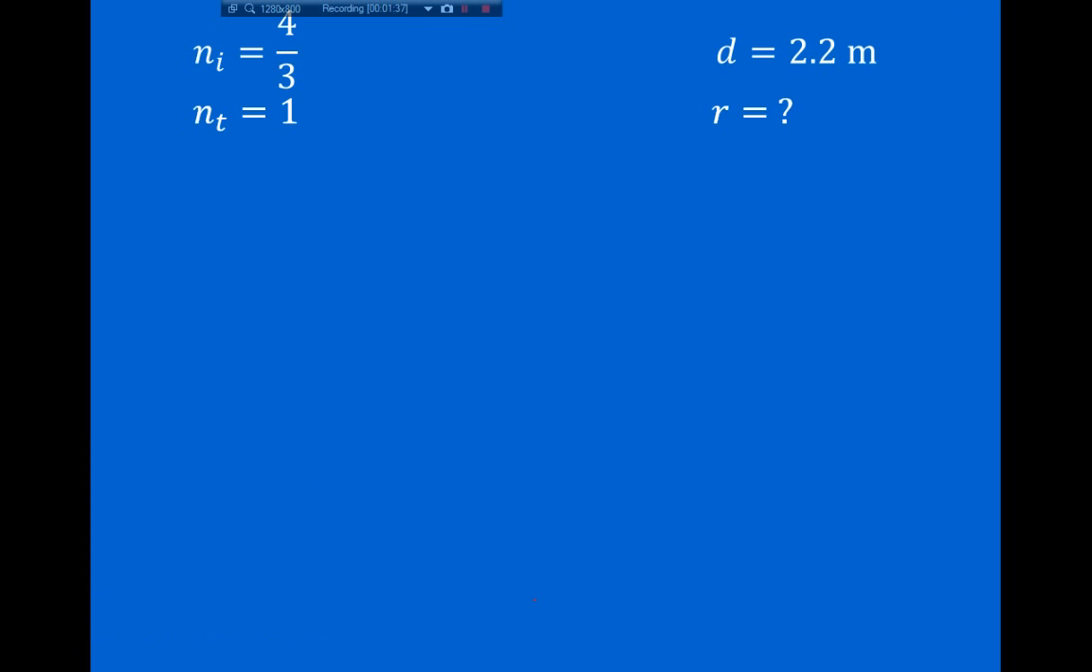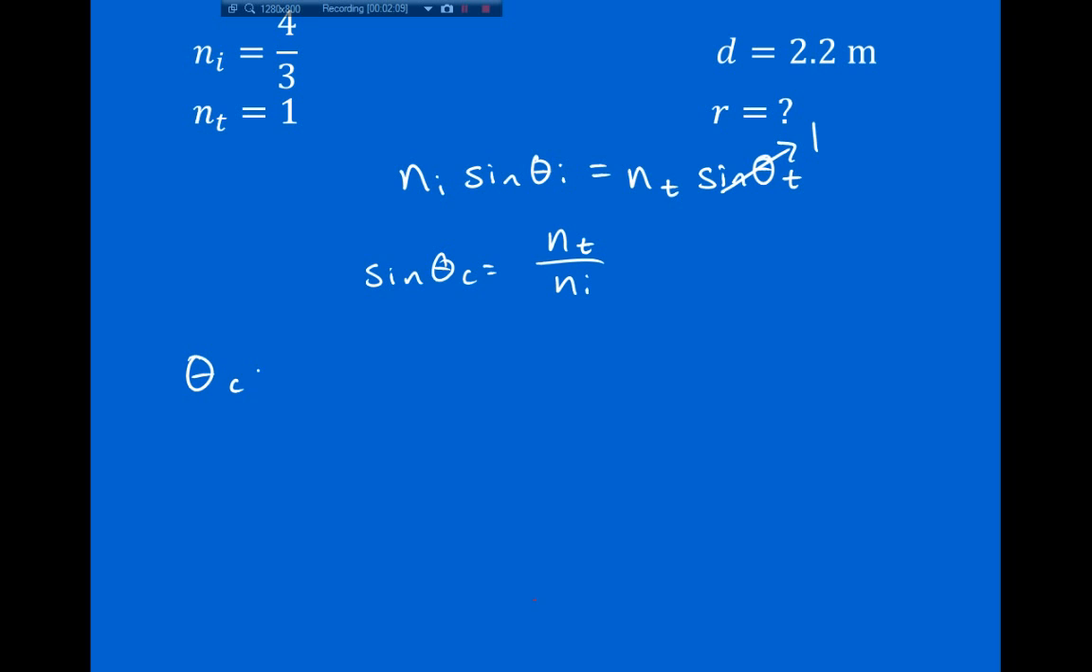So how do we find the critical angle? Well, the way I always do this is I just like going back to Snell's law. So we have the index of refraction for the initial material times sine of the incidence angle is equal to the index of refraction for the transmitted material times sine for the transmitted material. And I think this is easier than trying to remember a whole bunch of equations. Just remember the idea that the transmitted angle has to be 90 degrees. So sine of 90 degrees is 1. So we have sine of the critical angle is equal to nt divided by ni. So the critical angle is going to be equal to arc sine of nt divided by ni.